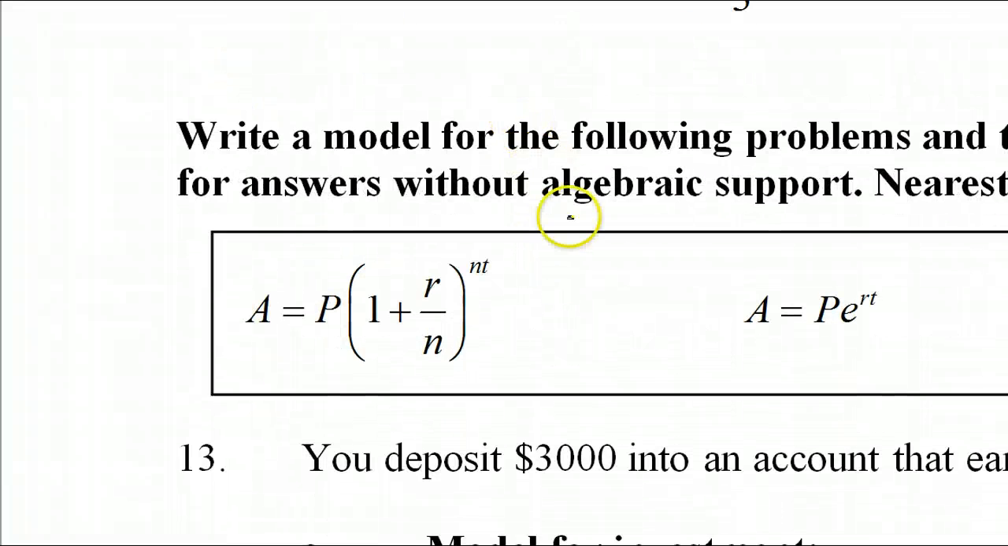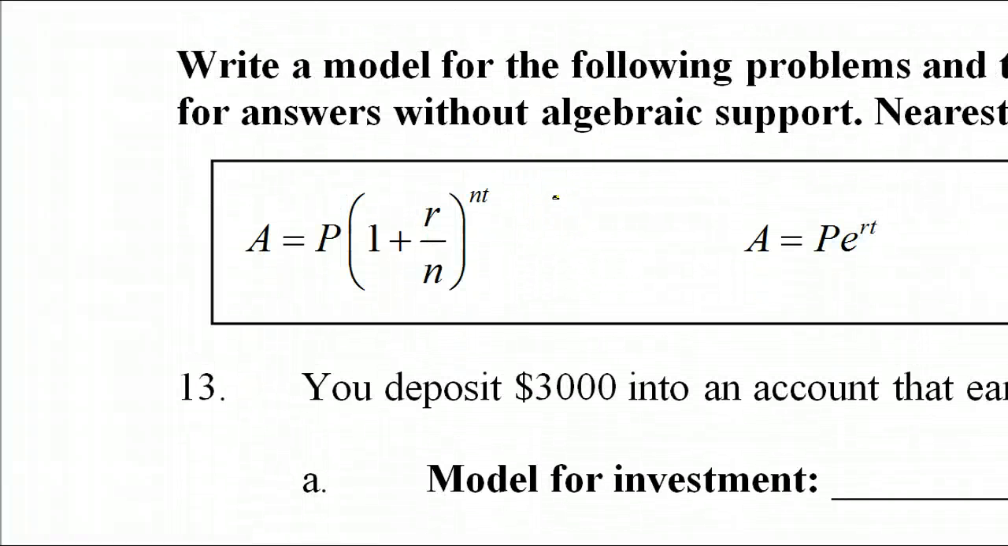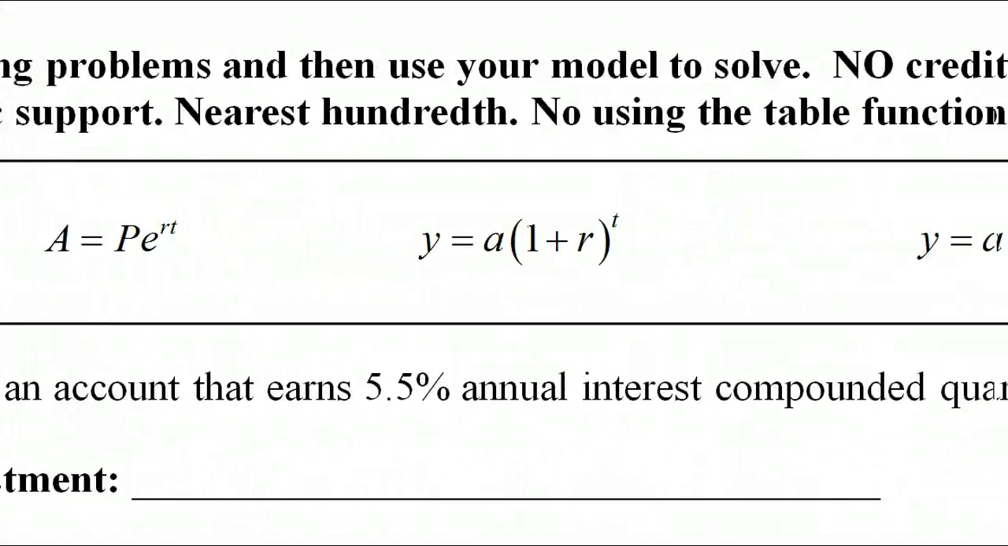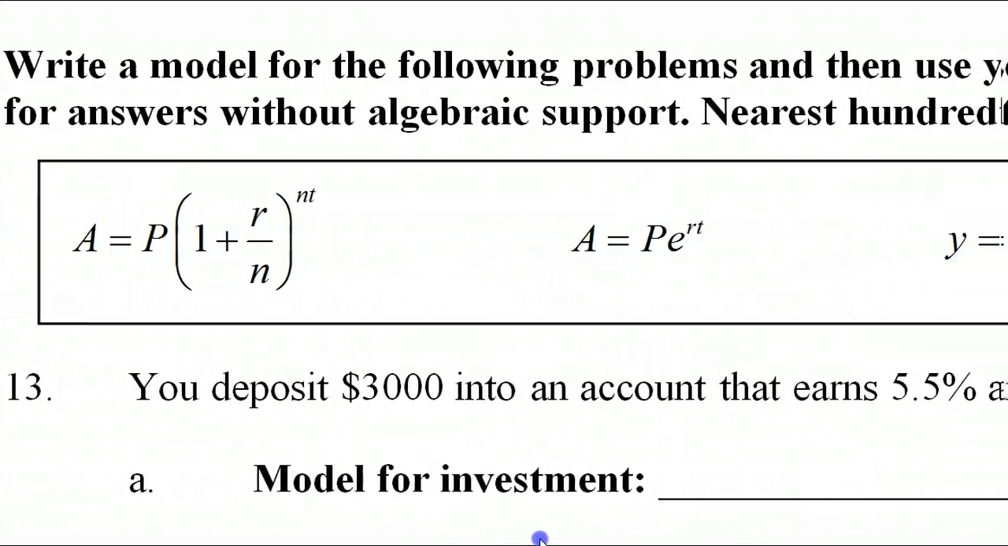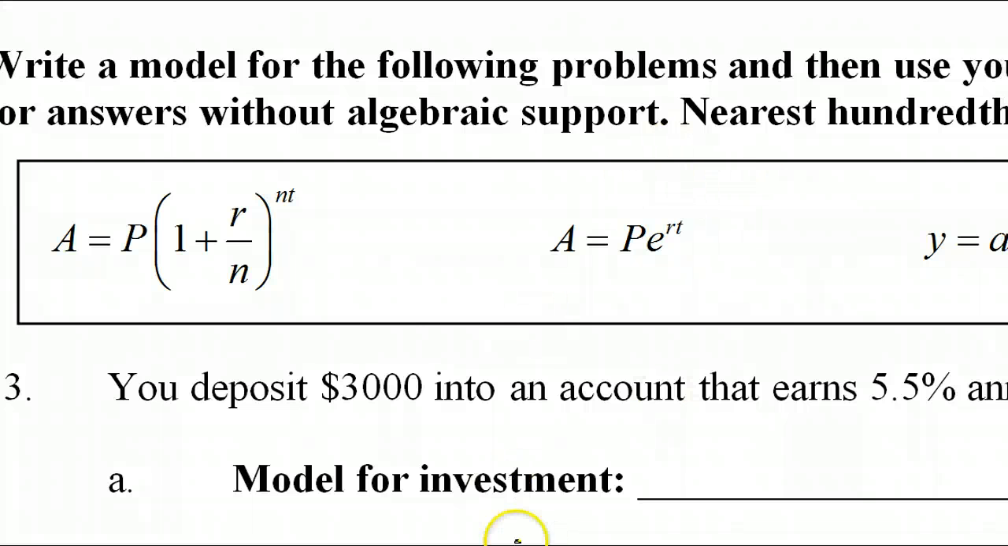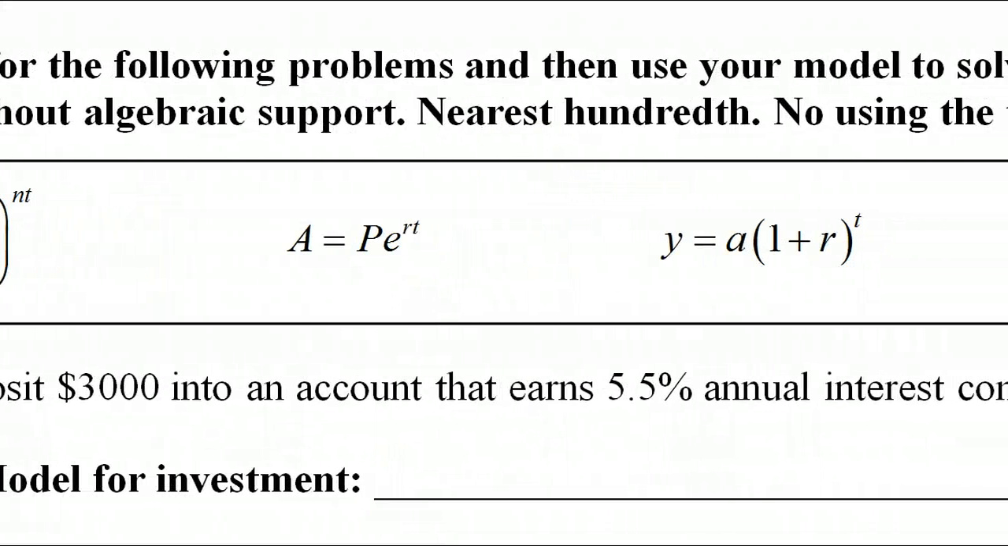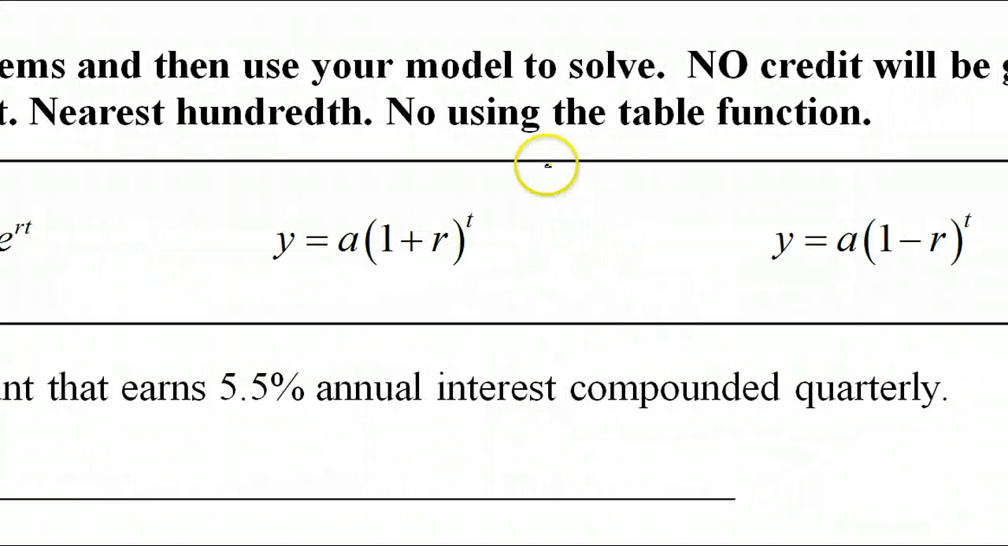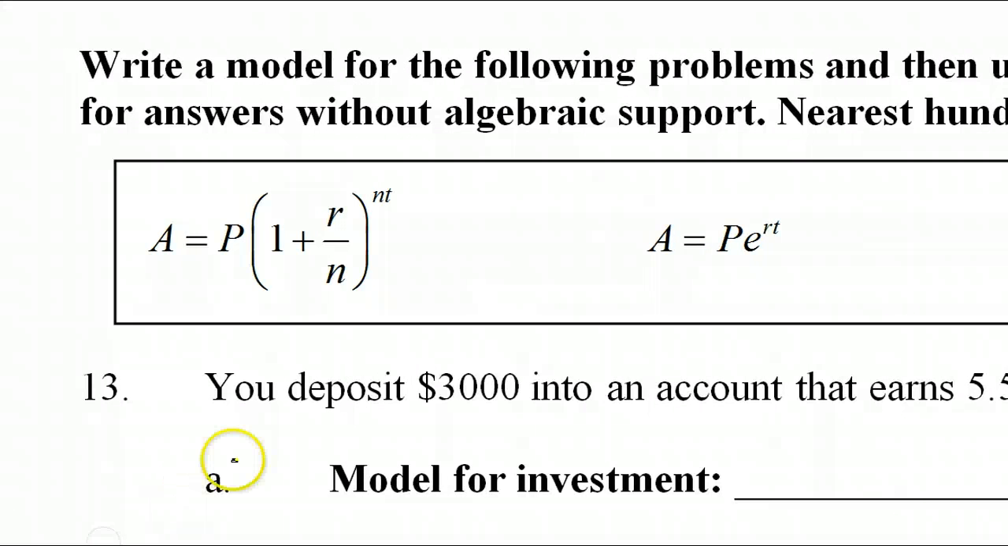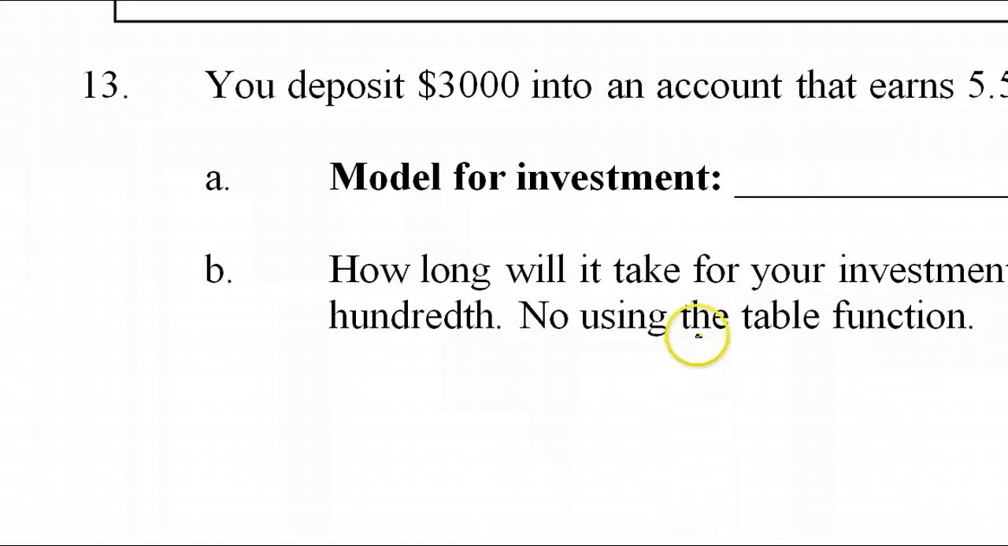Alright, trece. Alright, we need to write a model for the following problems and use your model to solve. No credit will be given for answers without algebraic support. Alright, nearest hundredth. No using the table function of your calculator. We want decimals. Oh, it's about 12. Nah, it's 12.31 years, like that.